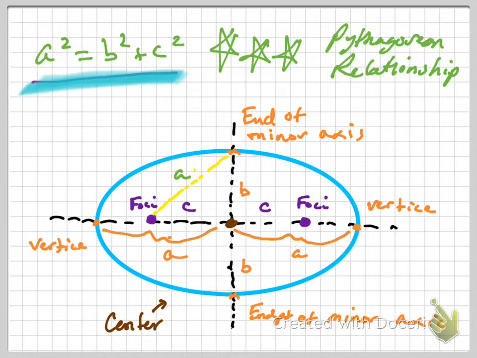Okay, so vertices are the ends of the major axis. Foci always lie on the major axis with the vertices. And the endpoints of the minor axis, they don't really have a special name, except I guess I need to fix spelling axis. My S didn't come out very well. So the endpoint of the minor axis is just called that.